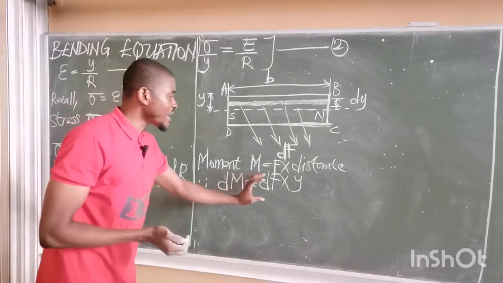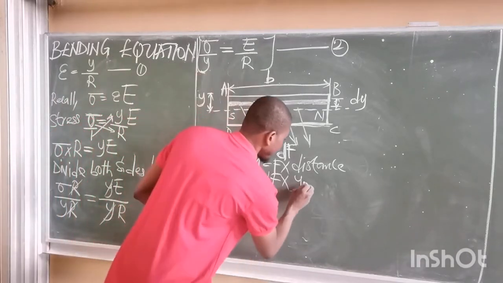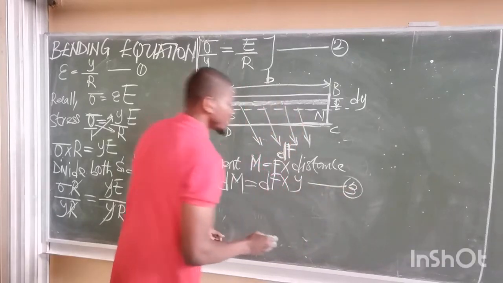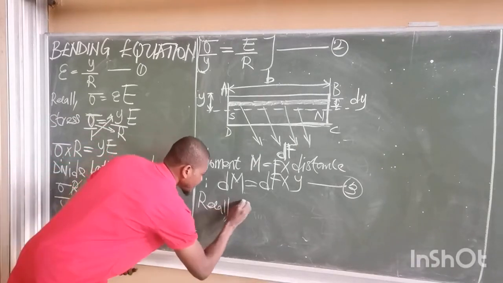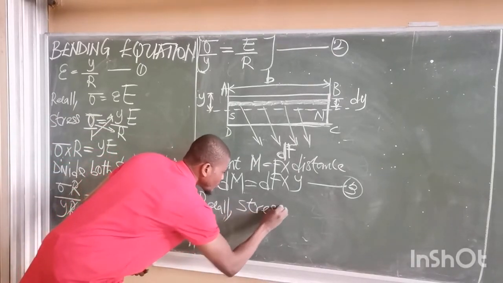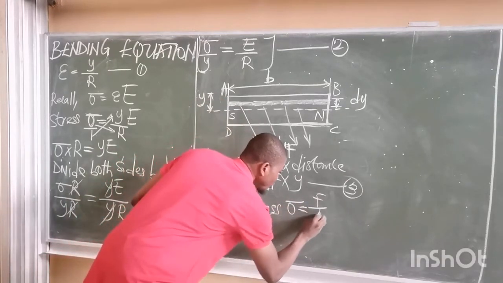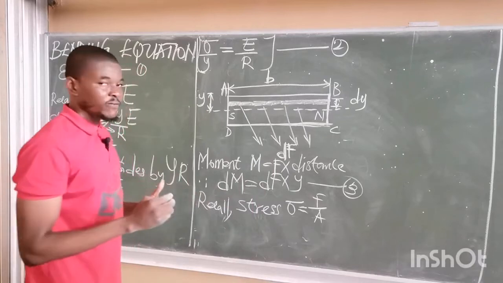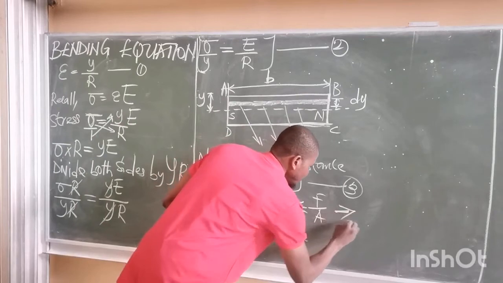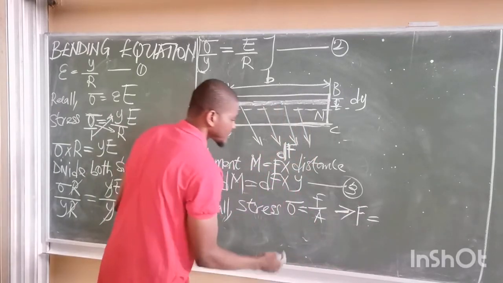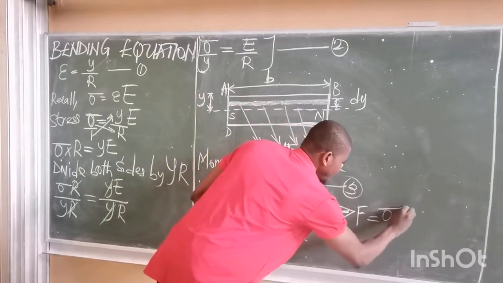Okay, now how do we get the F, which is this force now? Let's call this equation 3. Recall again that stress, which is rho, is simply force all over area. This gives us the formula for stress. So if we make force the subject, force is now equal to stress times area.